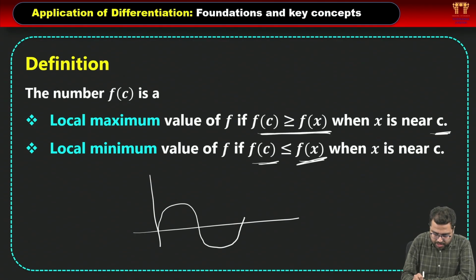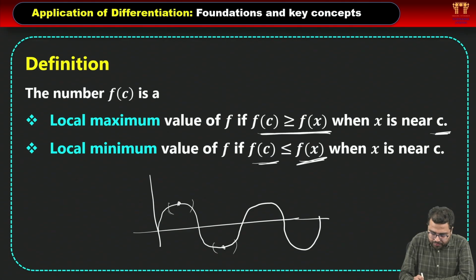if I draw this type of graph, you can see this is a local maximum in this small neighborhood. This is a local minimum in this small neighborhood. So this is the minimum value inside this neighborhood. What is the neighborhood? It is the neighborhood corresponding to this x. These are the values, and this is the local minimum.